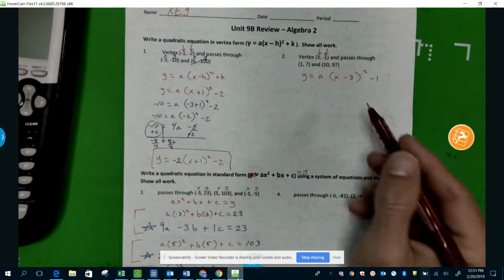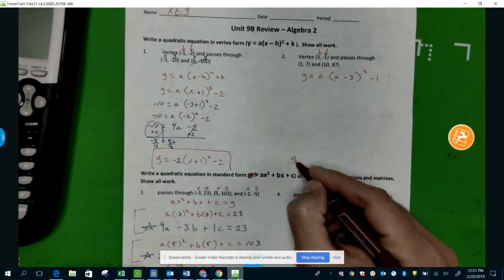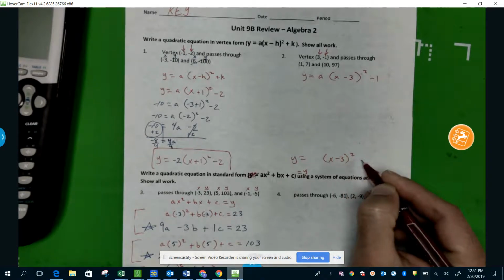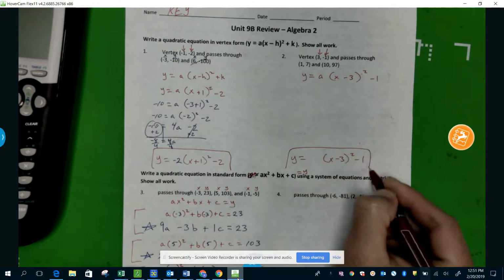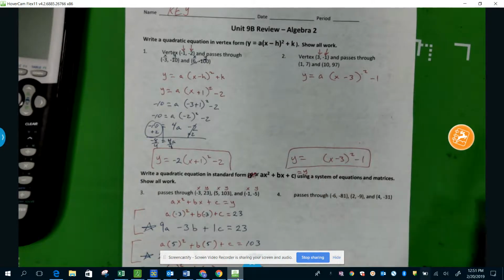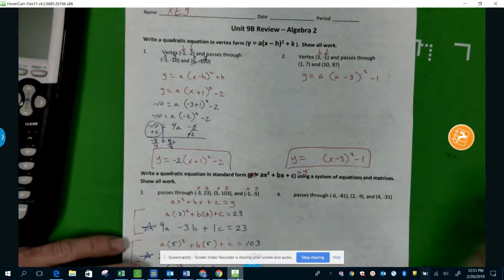So the only piece of the puzzle we are missing here is that a value. So I'm going to go ahead and write my final answer here: a times (x minus 3) squared minus 1. Again, the only thing I'm missing is the a value that goes right here in front of the parenthesis. So in order to do that, I need to plug in an x and a y value into my equation.